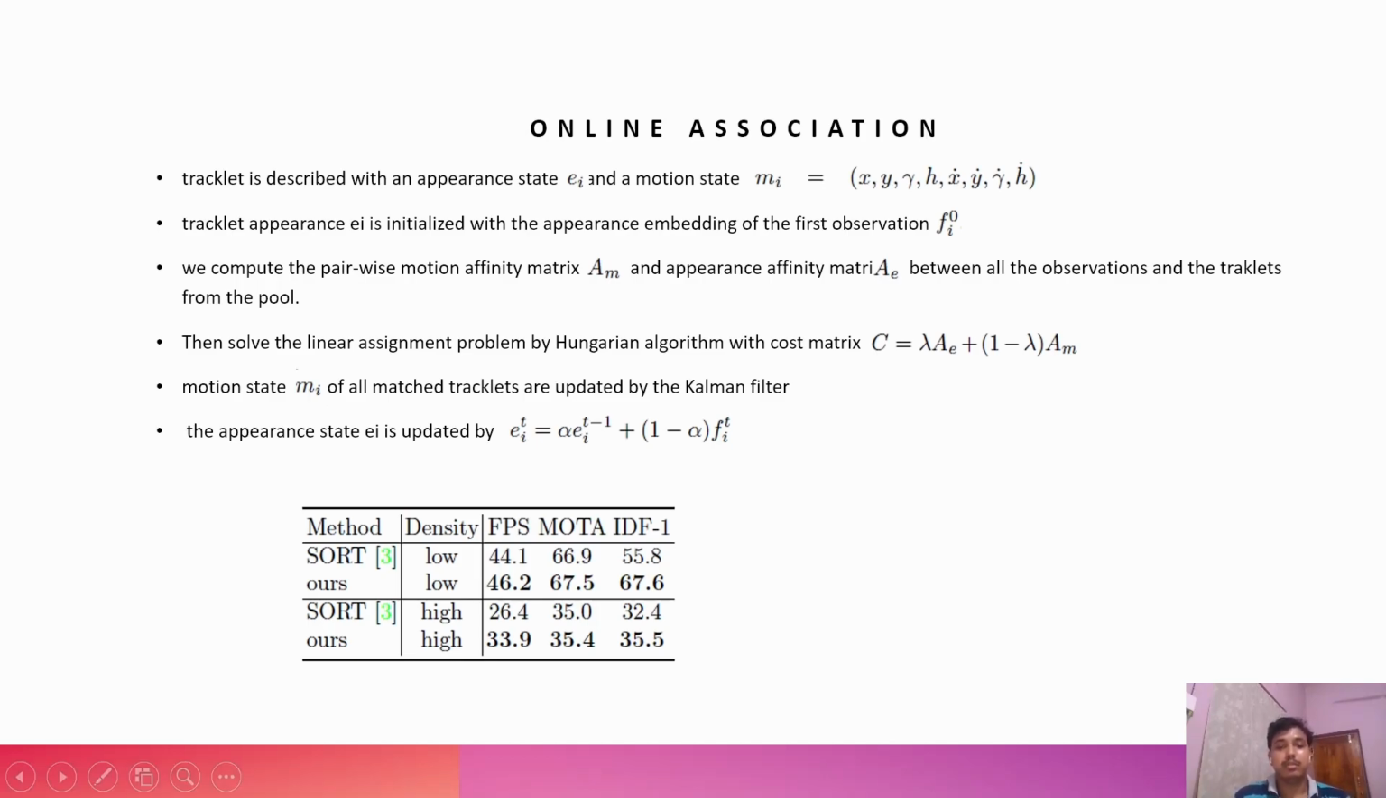So here is the table that we get for this online association, comparing our method with the previously defined SORT method on low density and high density datasets. The low density is the MOT15 dataset, whereas the high density is the CVPR19 MOT dataset. So we can see clearly that with MOTA, IDF1, and FPS, that means frames per second, multi-object tracking accuracy, and ID F1 score, our proposed method JDE is overpowering SORT.